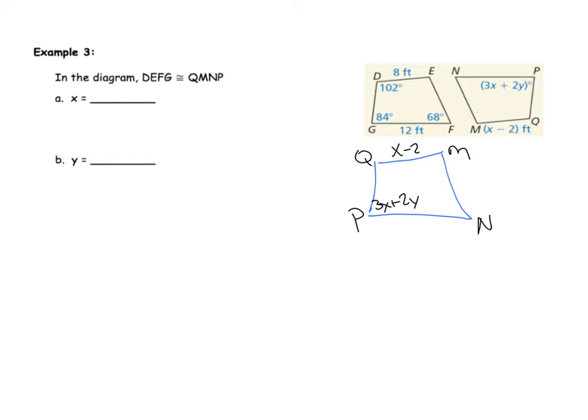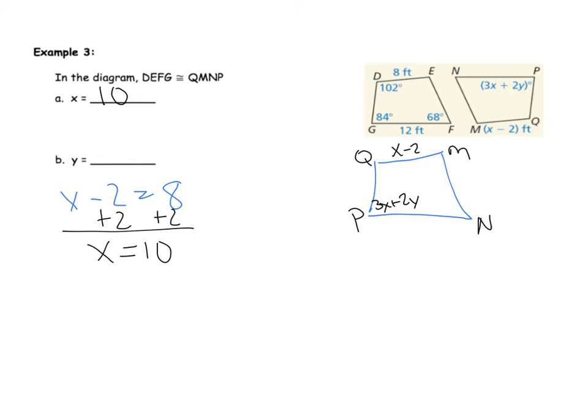All right, so just like before, I took the time to redraw this second figure so it looks similar to the first. So it matches up my congruent angles and my congruent sides because that's what we need here. So first thing we need to do is solve for X. So I notice DE is congruent to QM. So therefore, X minus 2 equals 8. Solving for X, so I'm going to add 2. This was really simple. 8 plus 2 is 10. So our X value is 10.